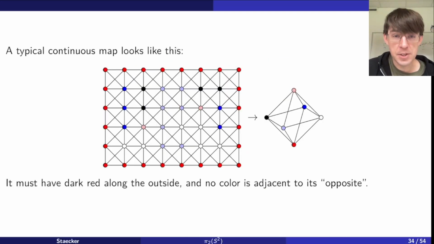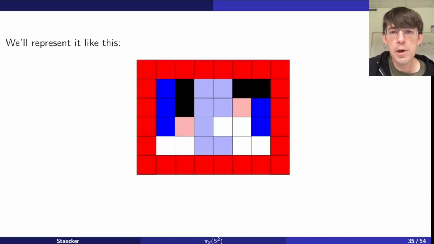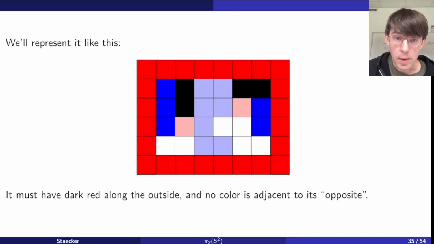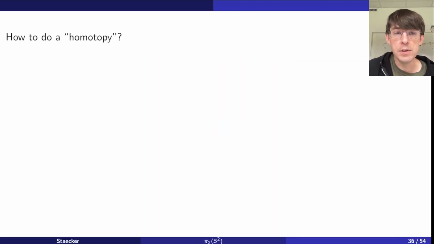So that function, actually, I'm not going to be drawing graphs anymore. I think it's actually easier to just visualize as sort of ordinary looking pixels here. So that same function can be represented just like this. On the outside, you see the red, the dark reds, and then everything else can be whatever it wants to be. It's just you can never have a black next to a white or a dark blue next to a light blue or a pink next to a red. All right. That's what I just said. No color is adjacent to its opposite color.